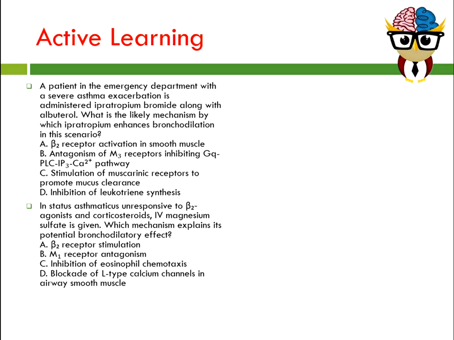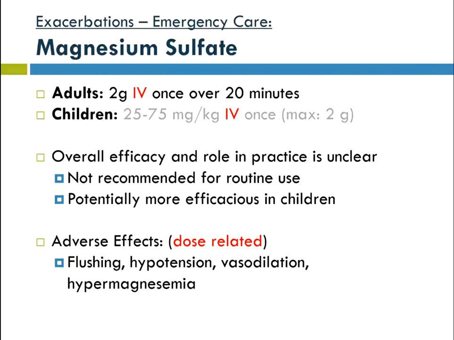All right, so the answer is B. Okay, very straightforward. It blocks the M3 receptors, and again remember, M3 is your muscle and M1 is your mucus class. In status asthmaticus, what is this? It's an emergency condition, unresponsive to beta-2 agonist and corticosteroid. IV magnesium sulfate is given. Which mechanism explains the potential bronchodilatory effect? B. Blocker of calcium channels. Okay, in various ways. It doesn't have anything to do with beta-2, nothing to do with M1. Inhibition of eosinophil chemotaxis is a corticosteroid. Magnesium is not a corticosteroid. It's a bronchodilator.